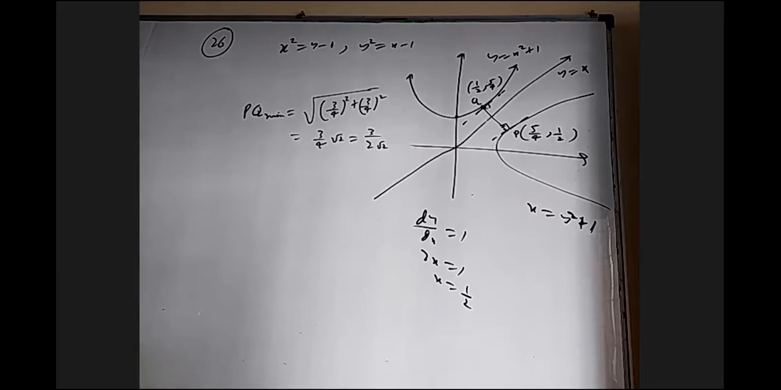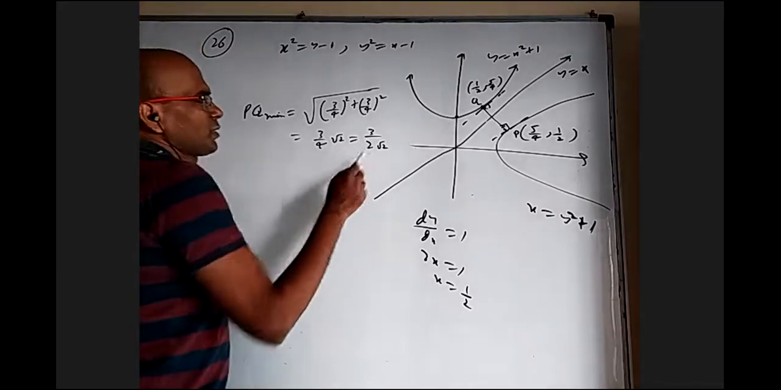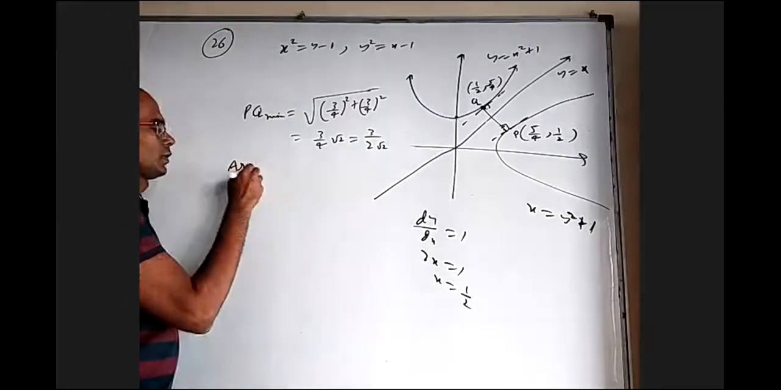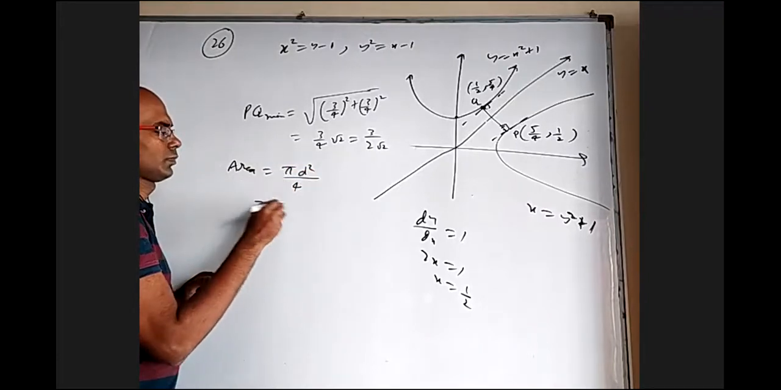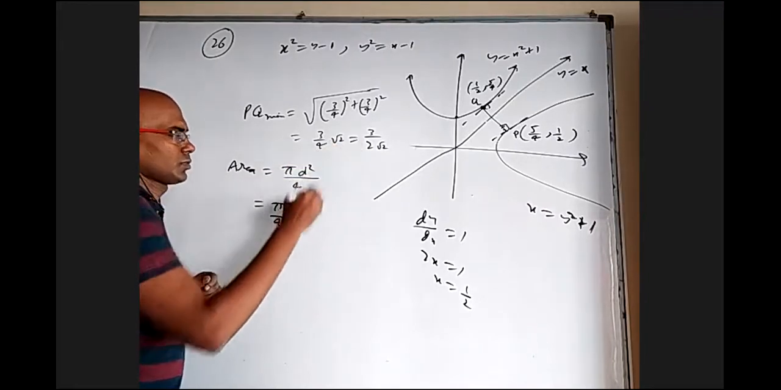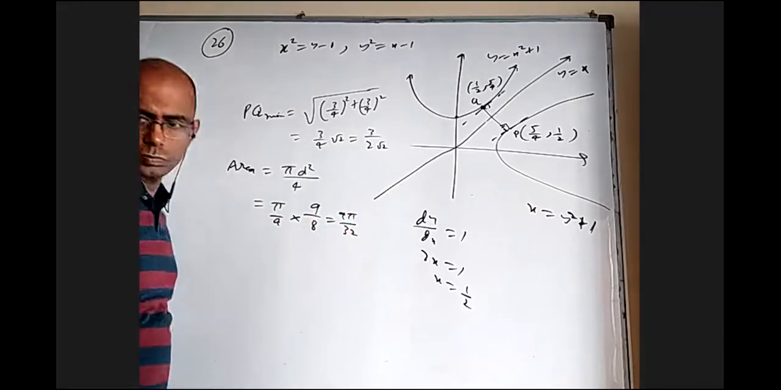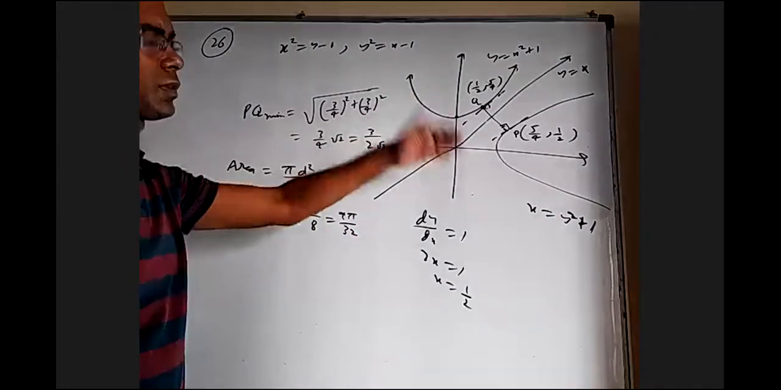They want the minimum area of the circle which touches the two parabolas. So this is the diameter of that. I can use minimum area is pi d square by 4. Pi by 4 into this will be 9 by 8. So 9 pi by 32 is the minimum area of the circle that touches this one and this one.